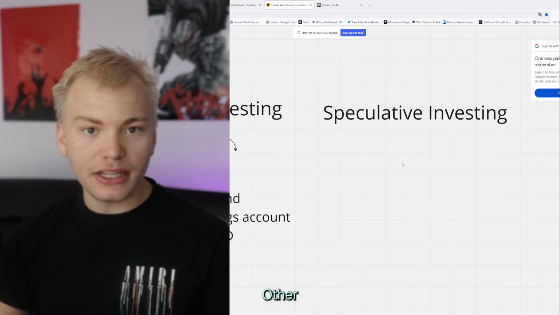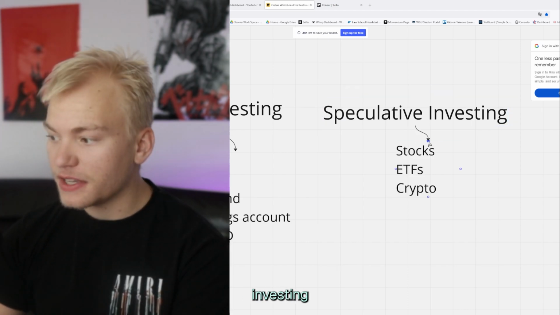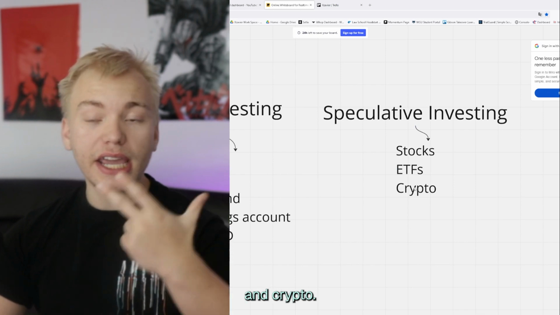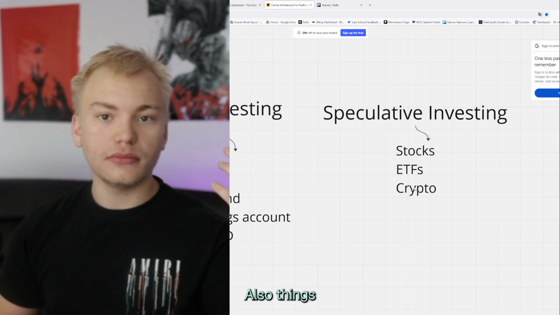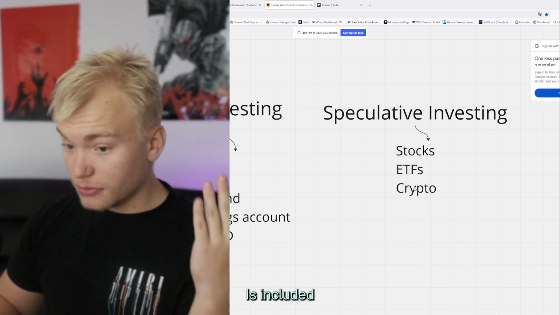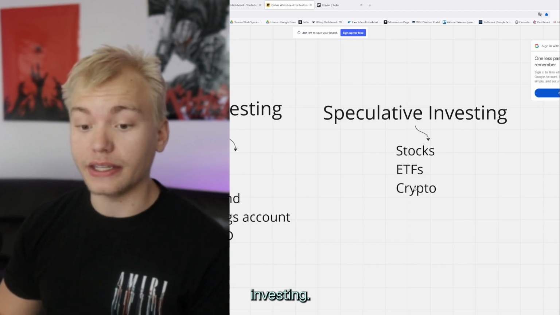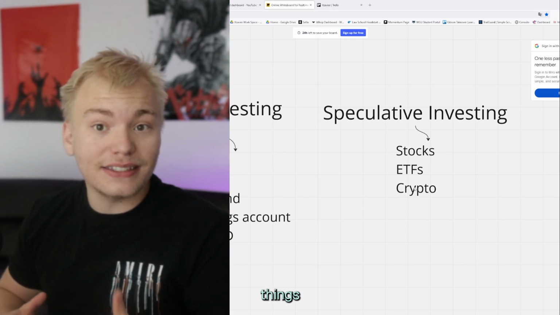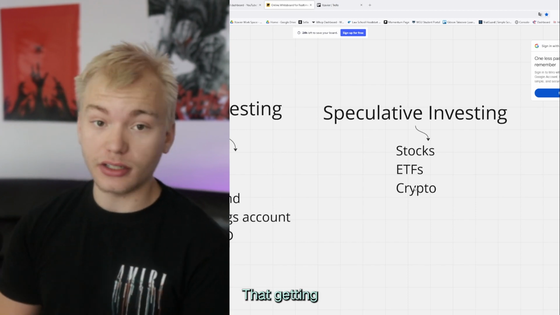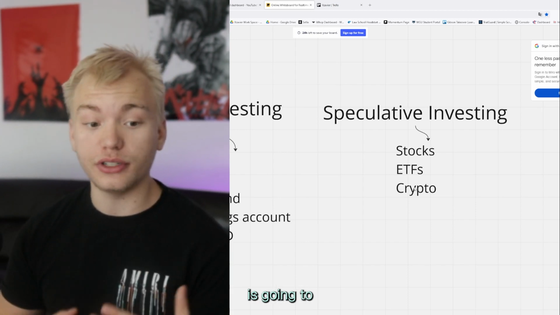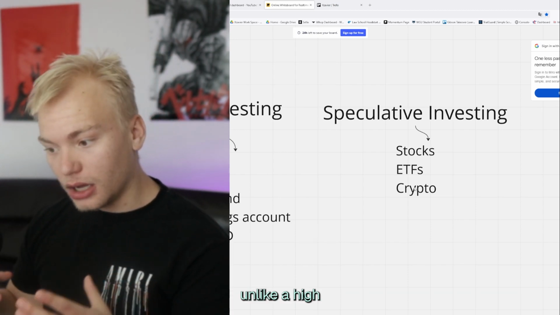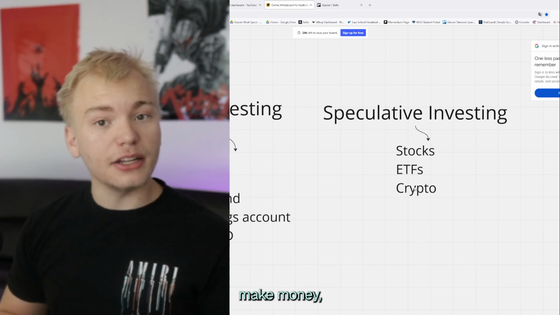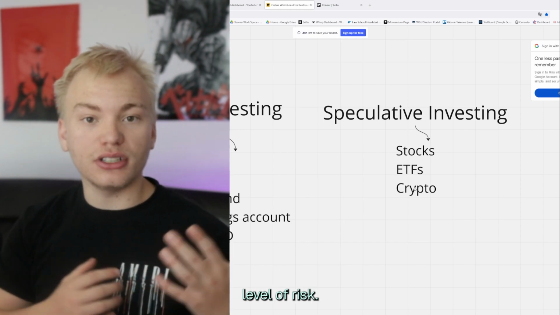It's simply any other kind of investing. Speculative investing is putting your money into stocks, ETFs, and crypto. Also, things like your business is included in speculative investing. In your person, in your education. You can't guarantee that these things are going to make you money. You can't guarantee that getting a college degree or going to grad school is going to get you money, unlike a high yield savings account or a bond. But they are likely to make money, but they do have an inherent level of risk.